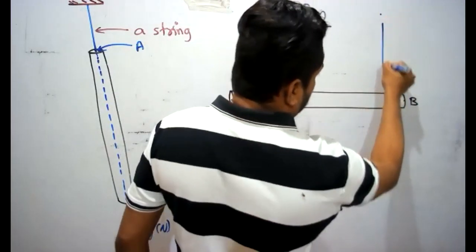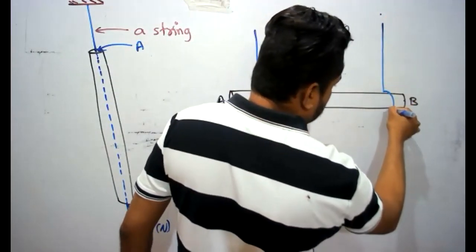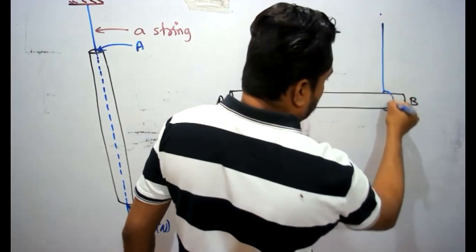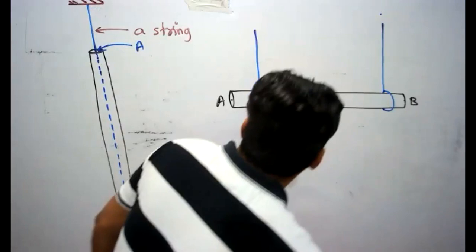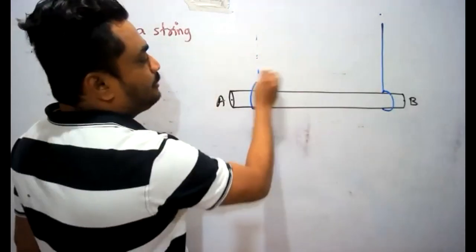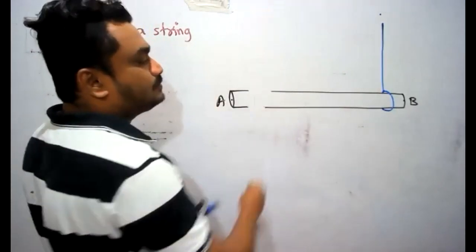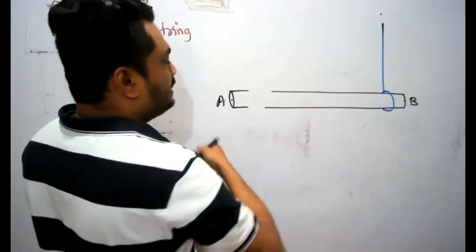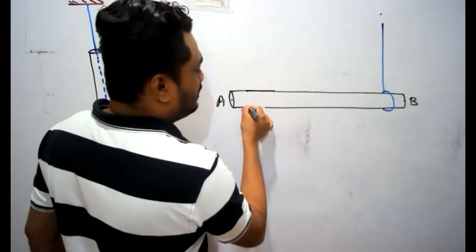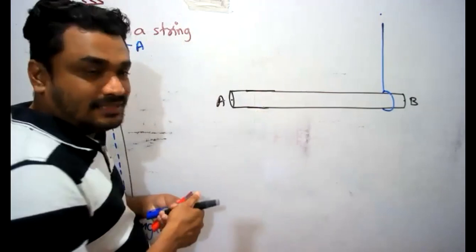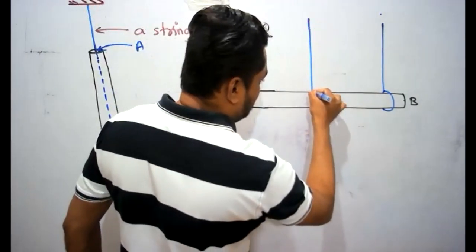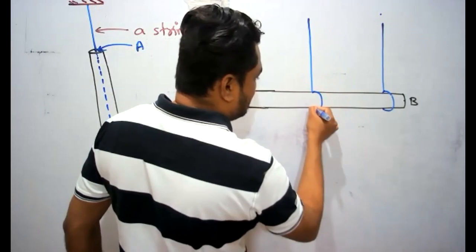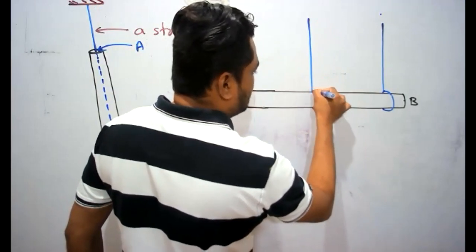Then let's say I keep the string like this. Will it be in equilibrium? If the string is here, now the string is not at this end. Will the rod be in equilibrium? No, sir. Then what should I do? I should keep the string at the middle point. If the string is kept like this, then it will be at rest.